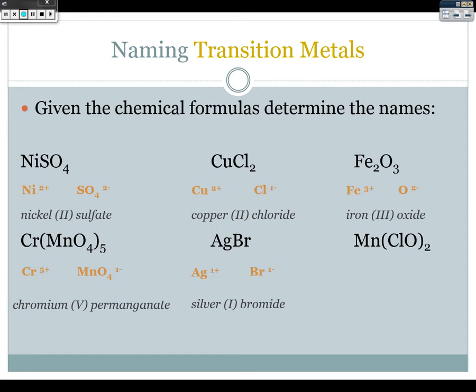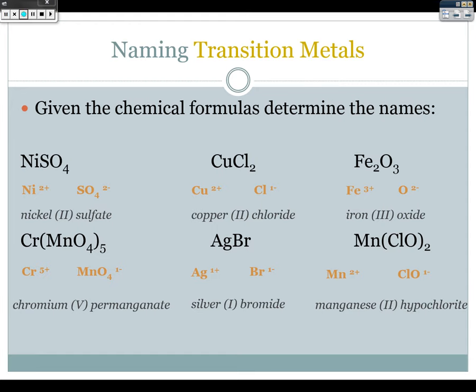And then manganese and hypochlorite, I needed 2 hypochlorites. Hypochlorite is just a -1. So there's a total -2 charge, which means the manganese must be a total +2 charge because there's only one of them. So that's going to be manganese 2+ and hypochlorite 1-. So that should be manganese 2 hypochlorite. It's a mouthful, I know.